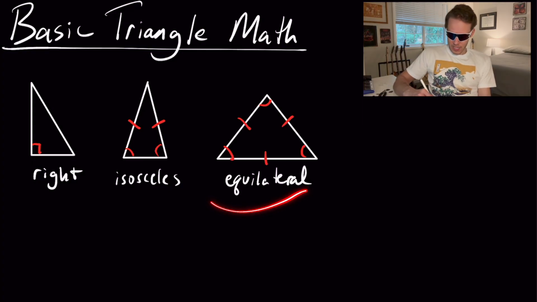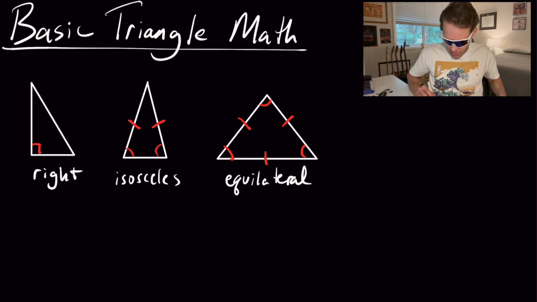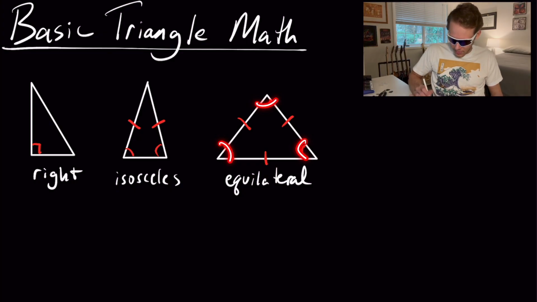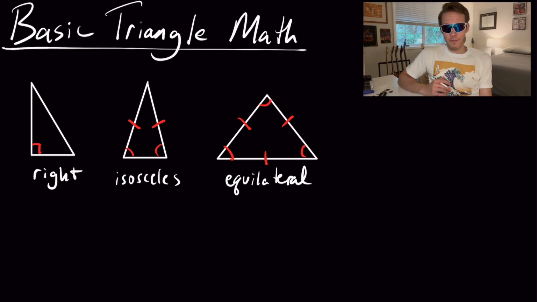All right, next up is an equilateral triangle. And the special thing about these is that all three sides are equal to each other. So if this side is 8, well, that one's 8 and that one's 8. Pretty straightforward, equilateral. And by that same token, since all the sides are the same length, the angles also have the same degree for each of them.